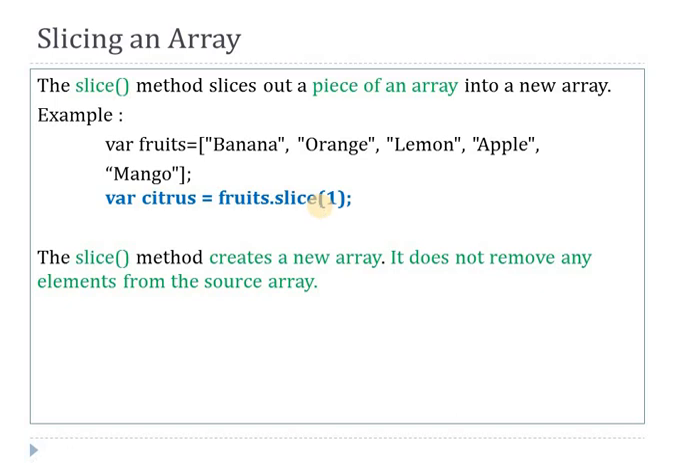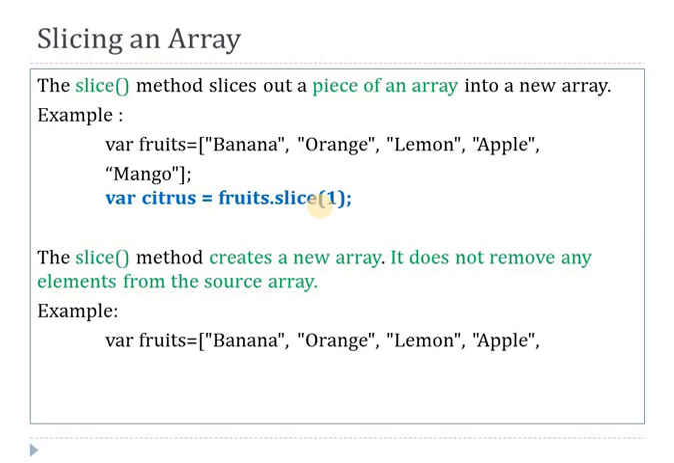I think you can understand it. Okay, for example, over here variable fruits, and variable citrus is equal to fruits dot slice. If you have passed this one argument, you can see that over here the index value is 1. That means it will be sliced from 1 till the end. That means orange, lemon, apple and mango will be in our new array. Okay, the original will remain unchanged.